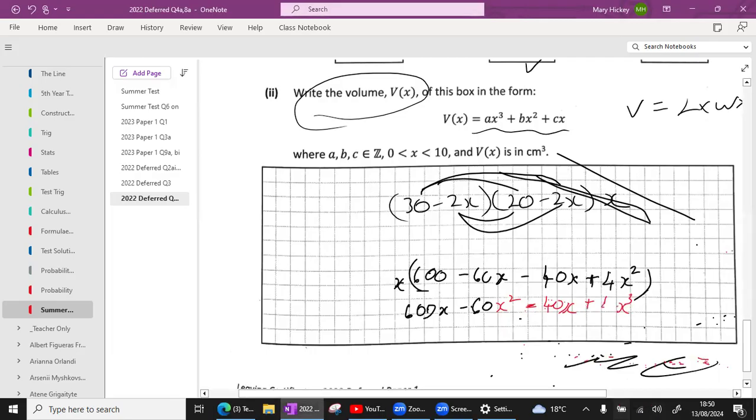So essentially here, sorry, I'm going to have to give up with this pen. So anyway, sorry, that's a 4. So essentially you have a 4x cubed. So A is 4. B, well, you're going to have minus 100x squared if you tidy that up. So B is minus 100. And C is whatever the coefficient of x is, which is 600 in this case. So that is that for this one.